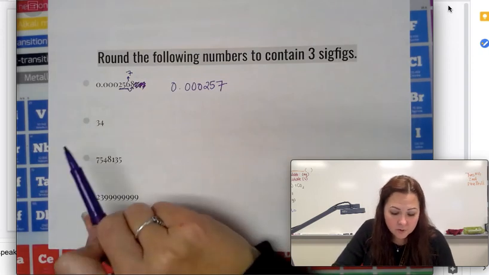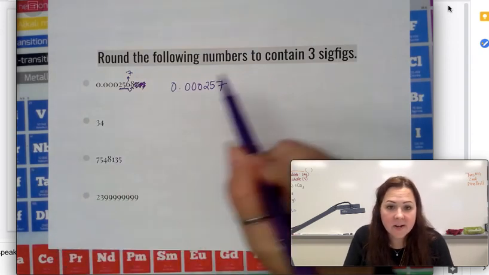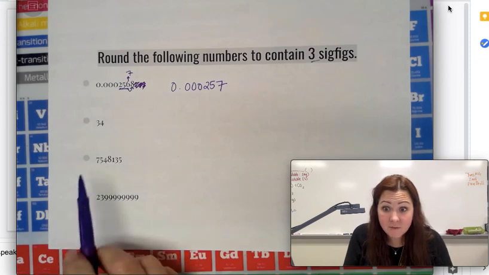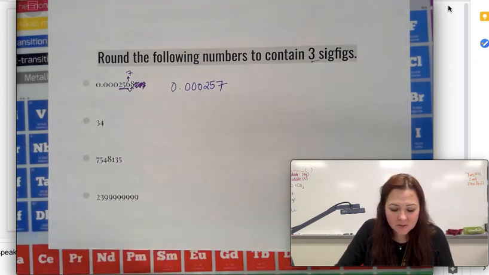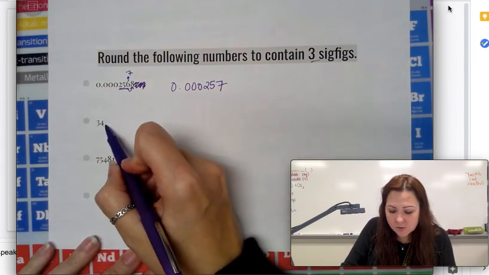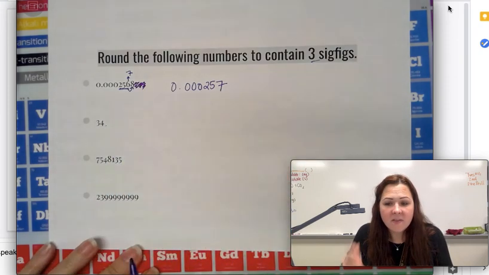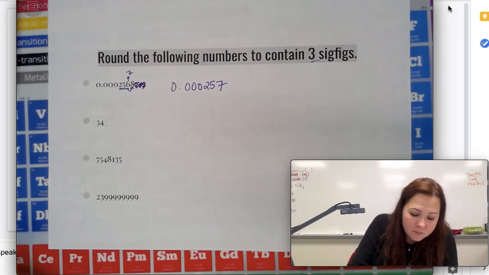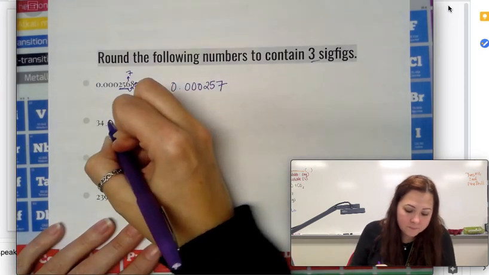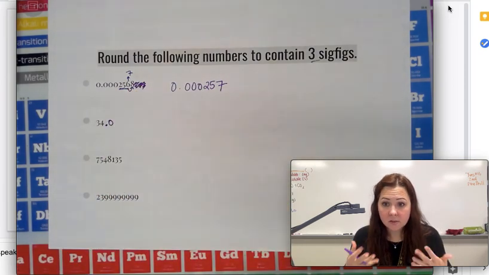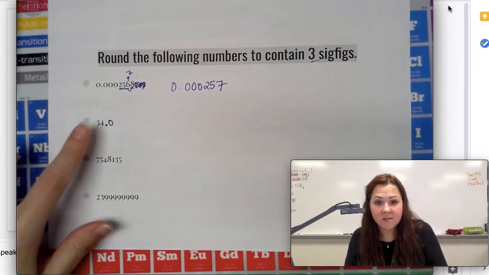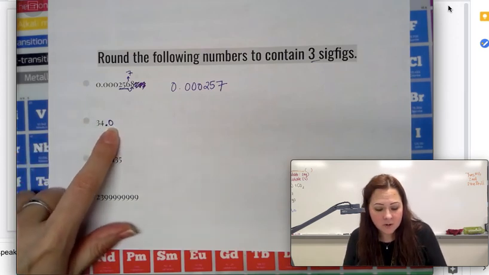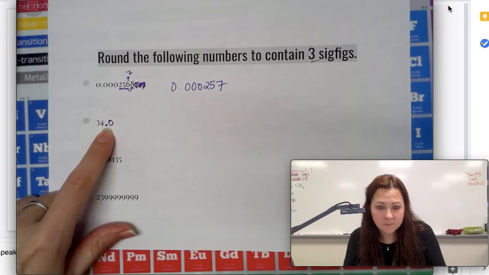Now for this one, 34, I need 3 SigFigs in that answer, but I only have 34. Remember, your calculator assumes that there are zeros after the decimal out to infinity. They just get rid of the extra excess zeros. So if I put 34.0, I still have the number 34, it's still equivalent, but now I have 3 SigFigs. A 0 at the end of the number counts when there's a decimal place present.